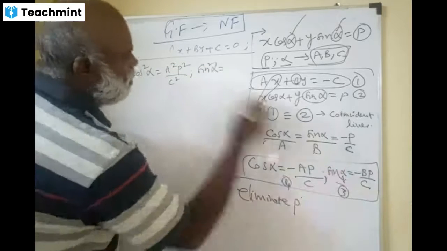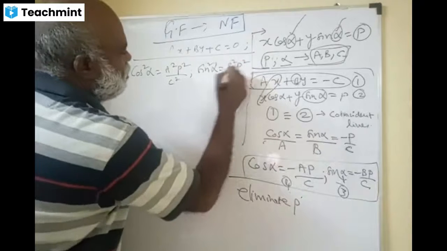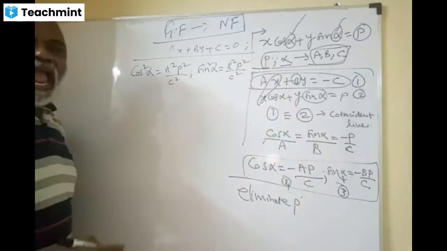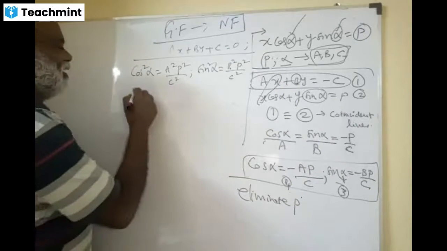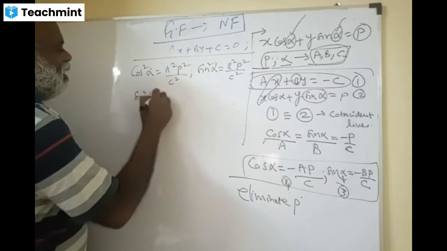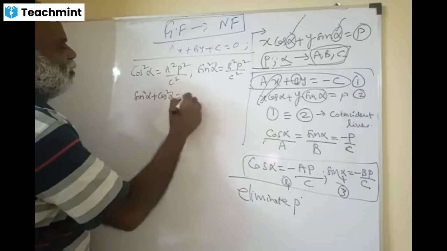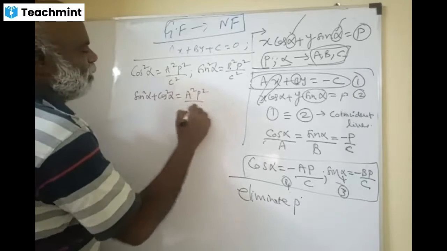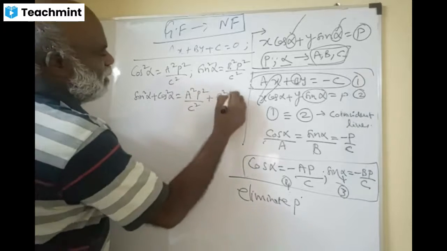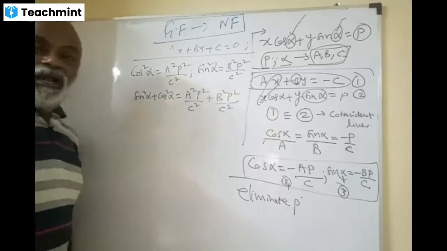What is sin square alpha? B square by C square. Add both of them. What do you get? Sin square alpha plus cos square alpha equal to A square P square by C square and B square P square by C square. All of you clear?